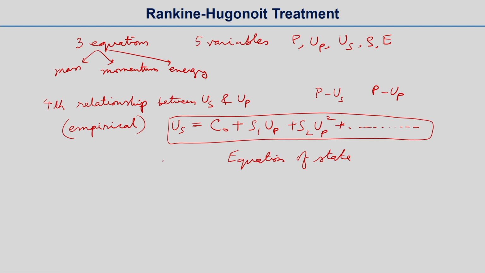So, what is C naught? C naught is sound velocity at 0 pressure, and S1, S2 they are empirical parameters.